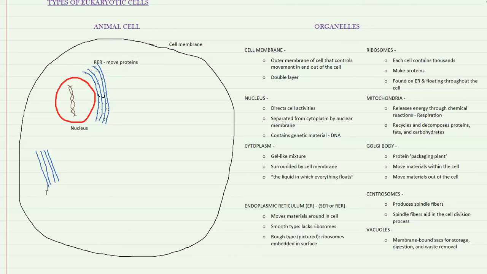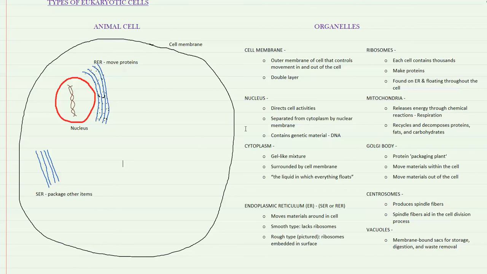Whereas the smooth ER, which we'll put down here, its job is to package other things. Anything else. It could be waste products, or it could be things like cholesterol or carbohydrates or stuff like that. So two different types of organelles there. Their job though is to package and move things.